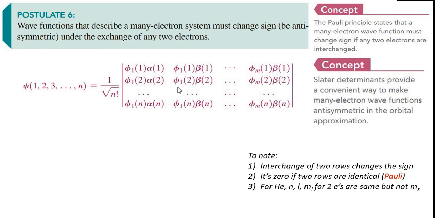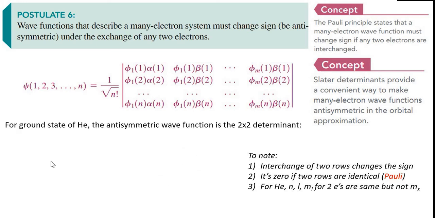So this determinant has a name. It is called the Slater determinant, after the scientist Slater. So Slater determinants provide a convenient way to make many electron wave functions antisymmetric in the orbital approximation. Okay, now let us see quickly a smaller example. Say for example helium, ground state helium.